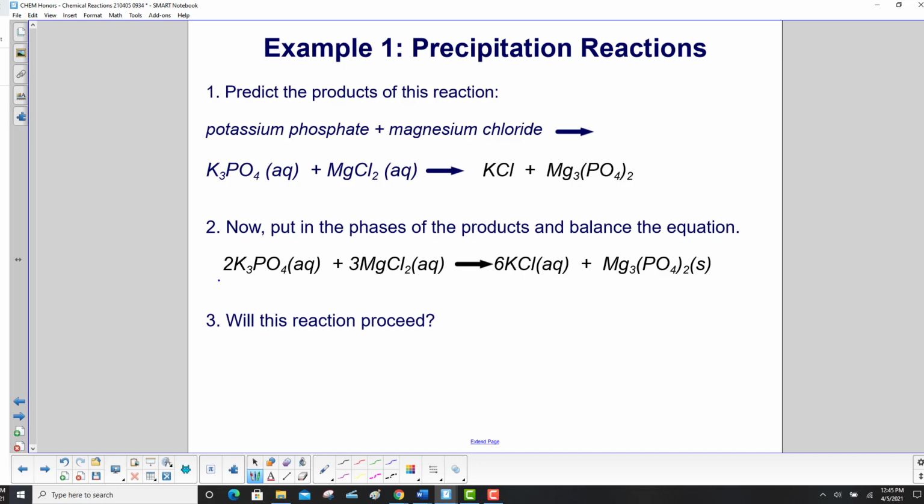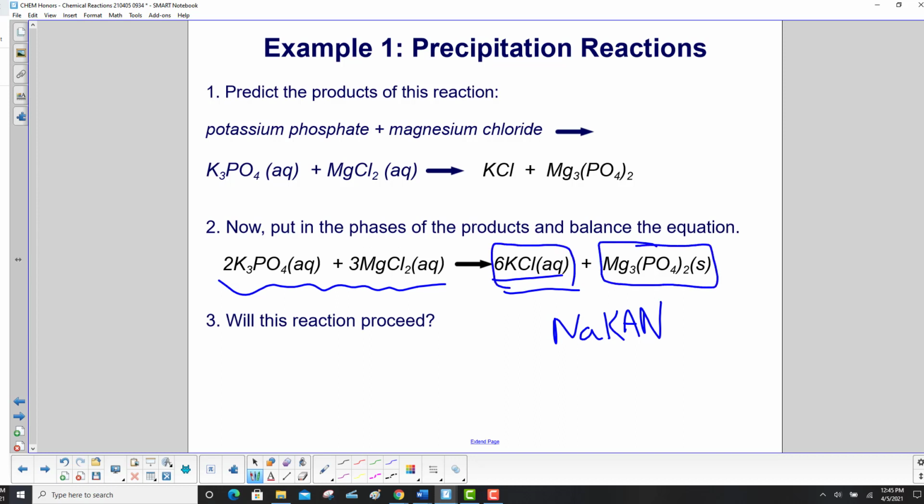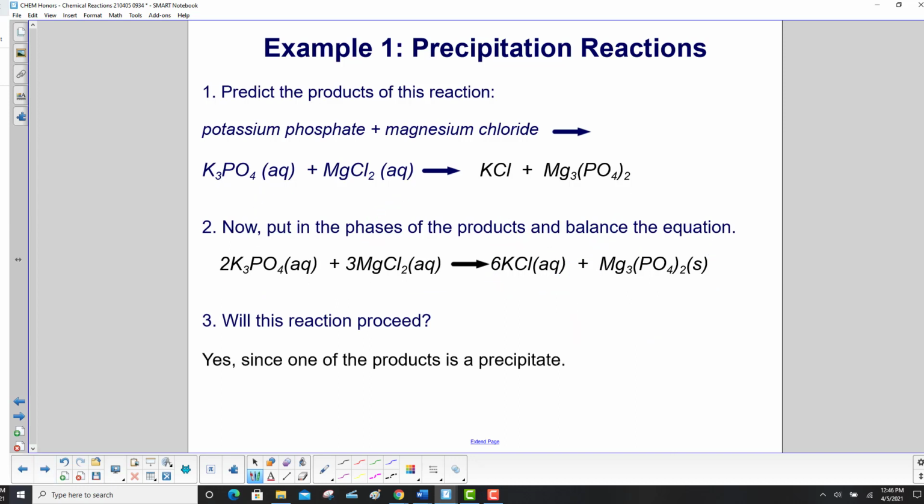On the left-hand side, we have two aqueous compounds that are mixed together. From our little reminder, NaKAN, what do we see there? We see that potassium is soluble, so potassium chloride will be aqueous, leaving magnesium phosphate as our solid or precipitate. And then we just put numbers in. We've done balancing before to make sure we have the same number of elements on each side. And finally, will this reaction proceed? Yes, because magnesium phosphate is a precipitate.